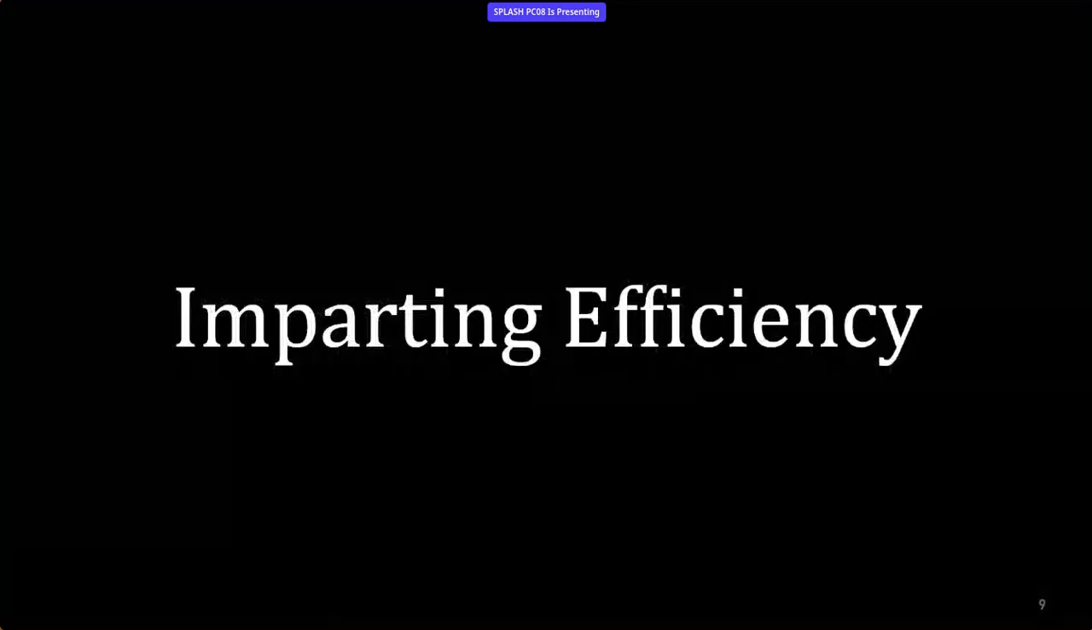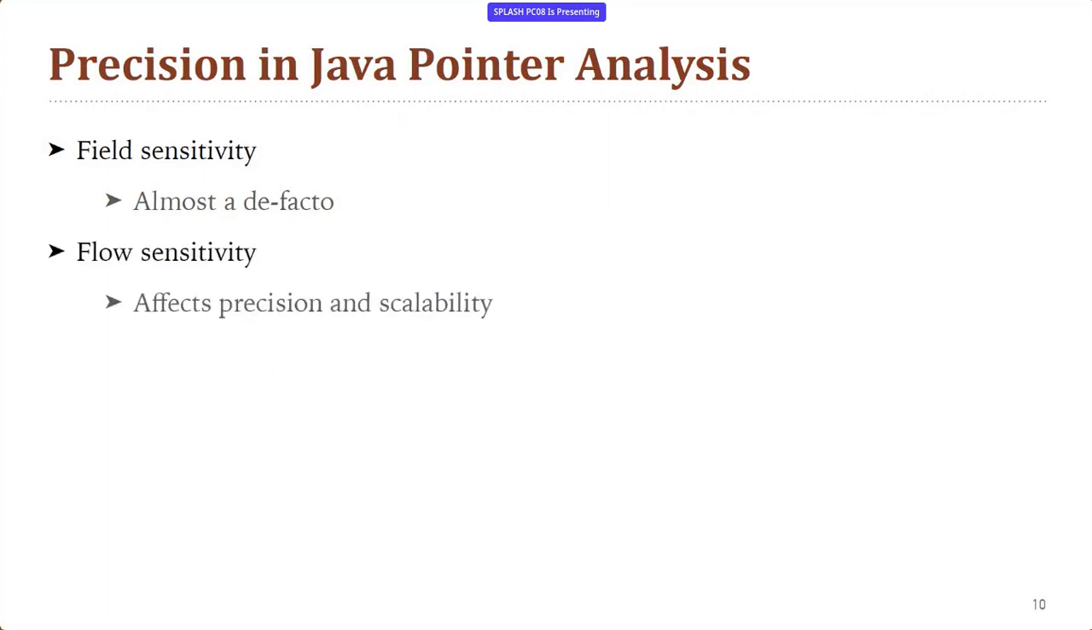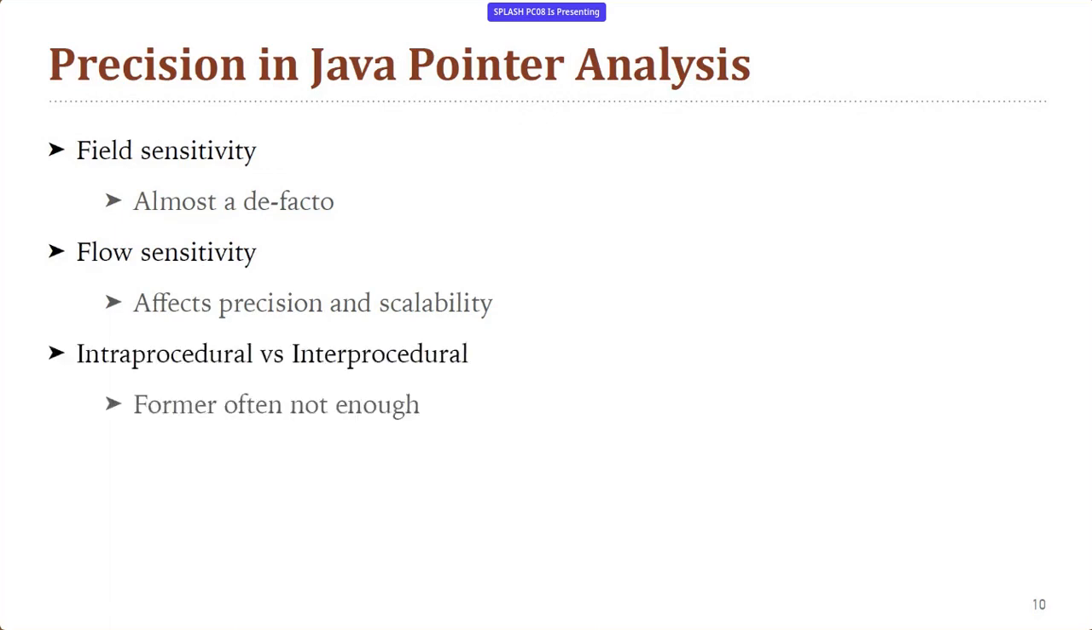You implement a pointer analysis. How do you impart efficiency to various sensitive pointer analysis? For example, field sensitivity in Java is almost a de facto. Without fields, we can't compute any useful information. Flow sensitivity affects precision positively, but scalability often negatively. Intra-procedural analysis are often not enough.